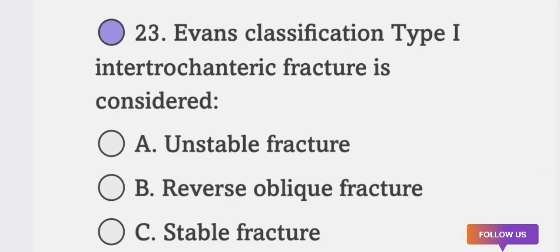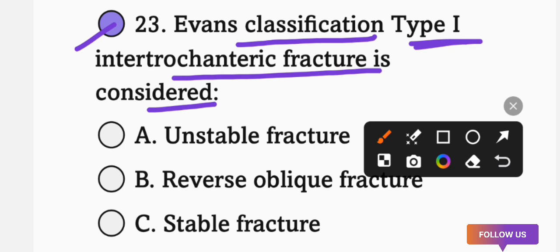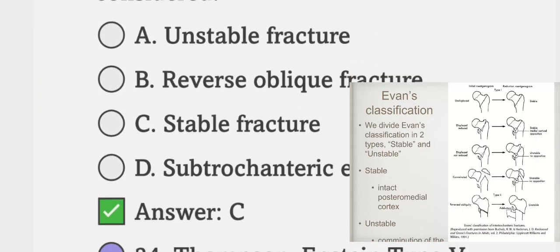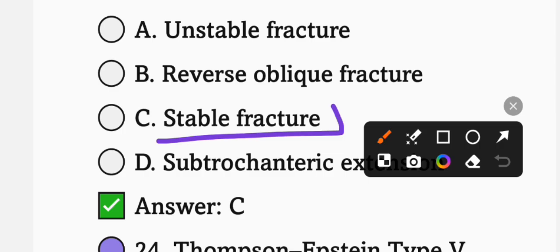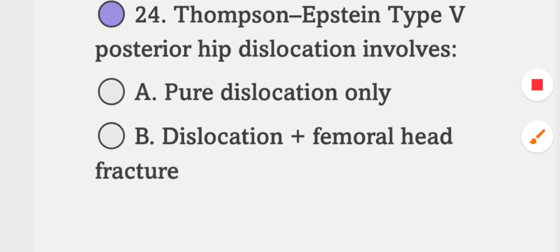Come to question 23, an important question. Evans classification type 1 intertrochanteric fracture is considered what? The Evans classification has type 1 and type 2. Type 1 is seen as a stable fracture, and type 2 is an unstable fracture. A stable fracture has better reduction, better healing and better outcomes. So type 1 intertrochanteric fracture is a stable fracture. So option C is the correct option. So I think it is clear. Now come to question 24.